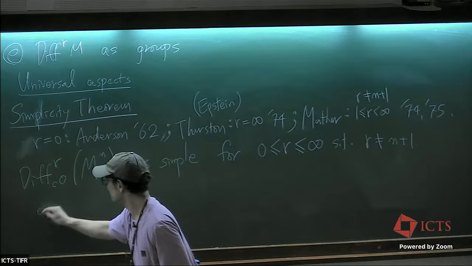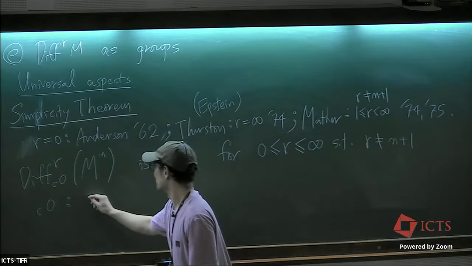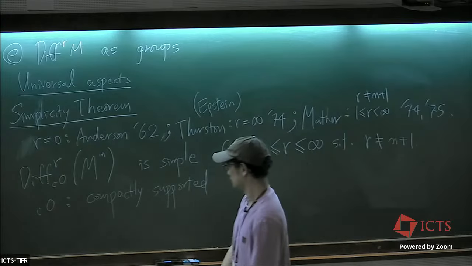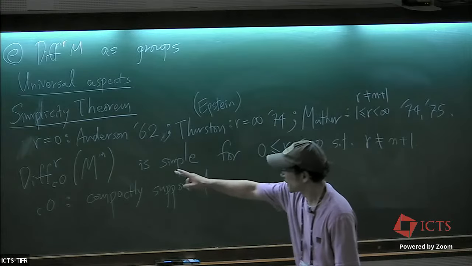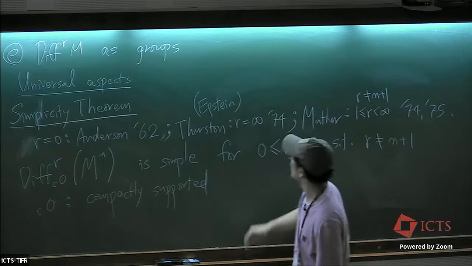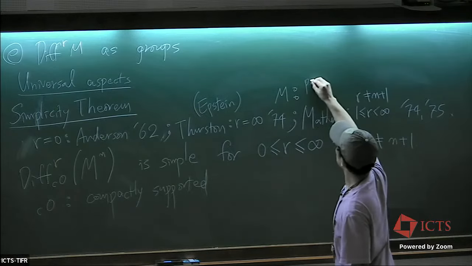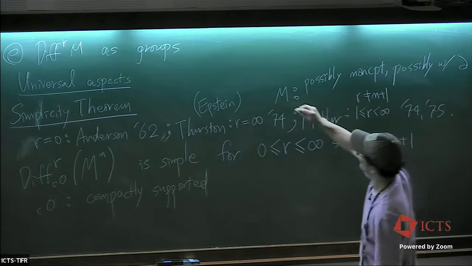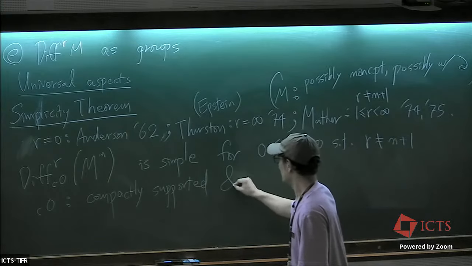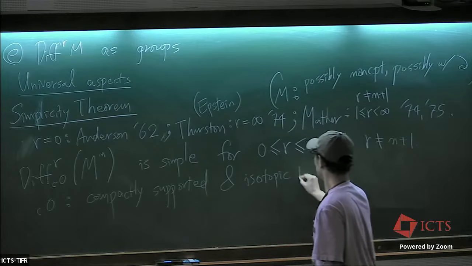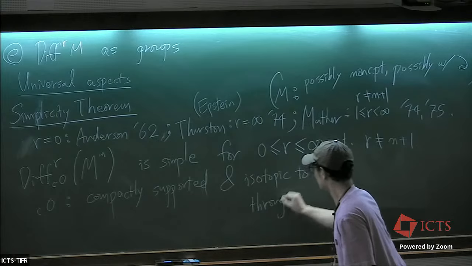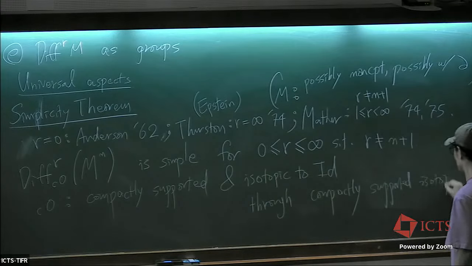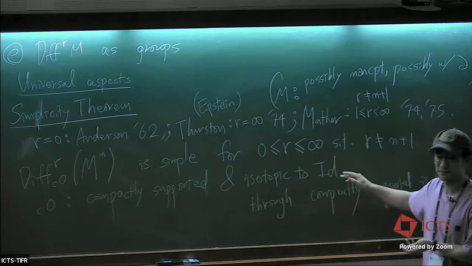And here, C0 means a collection of compactly supported diffeomorphisms. So it's basically the identity component in the compact open topology. M is not assumed to be boundaryless or anything. M is just possibly non-compact, possibly with boundary. In this theorem, compactly supported and isotopic to the identity through compactly supported isotopy. So it's kind of a mouthful, but you know what this means. And with a suitable topology on this diffeomorphism group, this simply means the identity component, especially when M is compact.